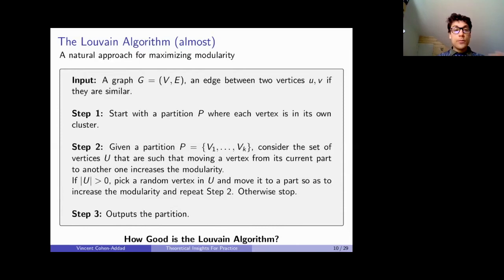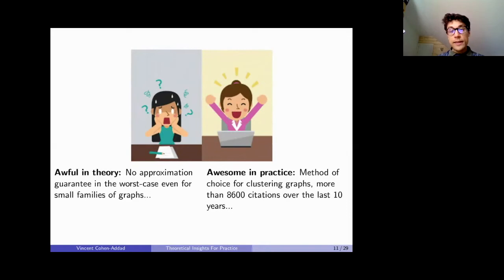So now you can ask, it's the most naive algorithm I can think of, so how good is this algorithm? Probably because it's the most naive one, maybe it's not super good. And here there are two answers. The first answer is the one we expect, which is that it's awful in theory, that you can't prove anything about this algorithm in the worst case. Even for small families of graphs, like planar graphs, or any kind of small family of graphs, you can come up with very simple counterexamples where the algorithm is stuck in a local optimum that is really bad in terms of modularity.